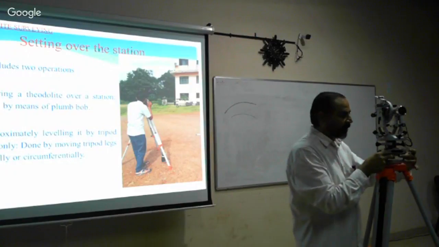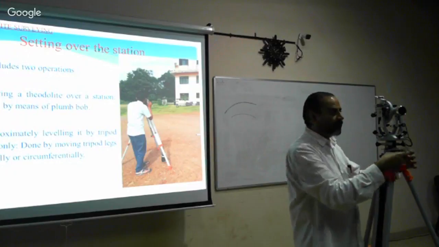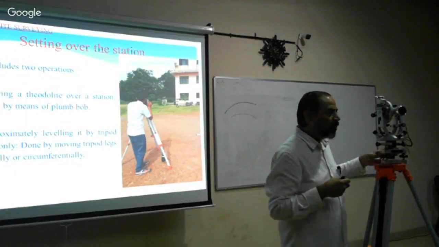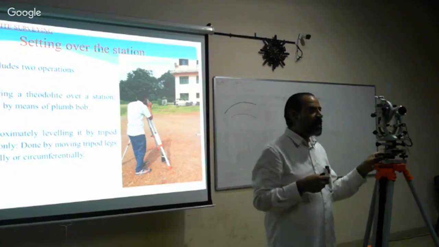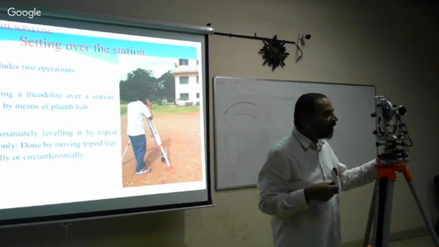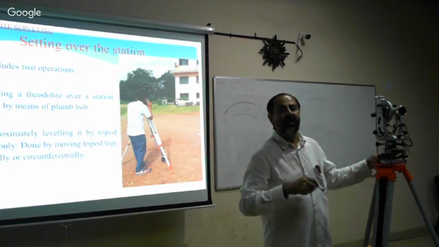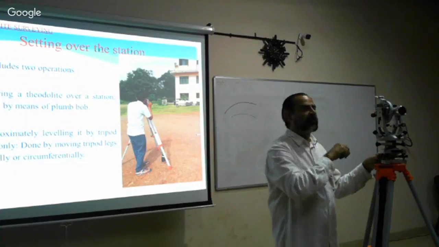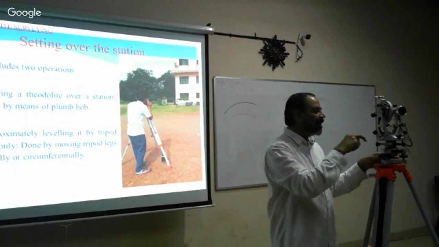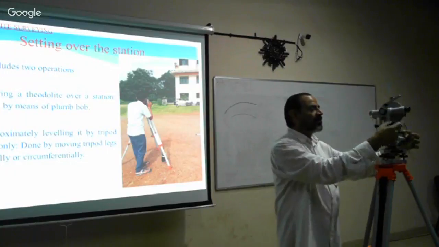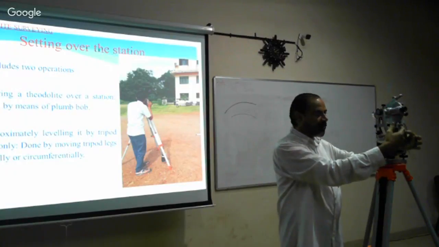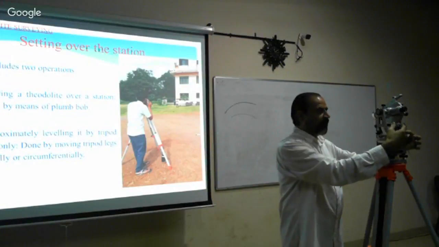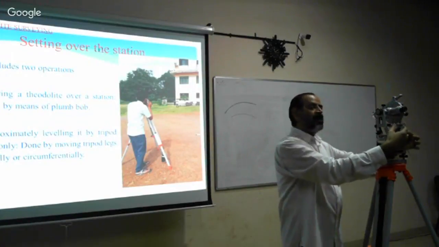Make it perpendicular to these two foot screws. Then operate the third foot screw, either inward or outward, depending upon the movement of the bubble. Now bring the bubble to the center of its movement. Bring the bubble to the center. Now you can see the bubble is here now. This is how you are doing it.